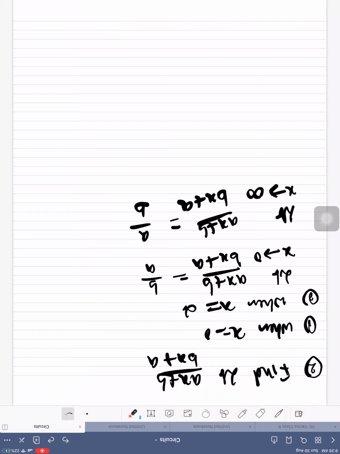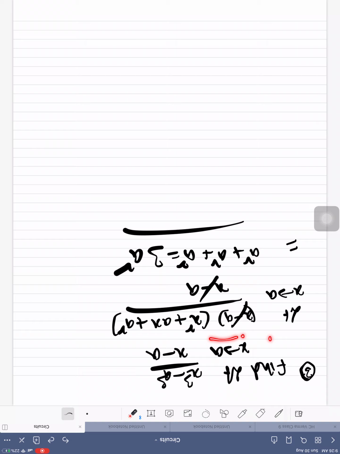Third case: find the limit of ax plus b by bx plus a. The cases are when x is equal to 0 and when x is equal to infinity. When x tends to 0, you can directly substitute, then these two terms become 0 and the remaining is b by a. Like that, limit x tends to infinity, divide numerator and denominator by x, then you will get a by b.